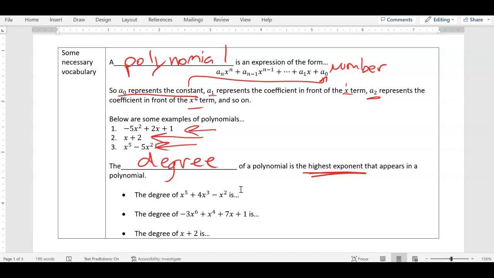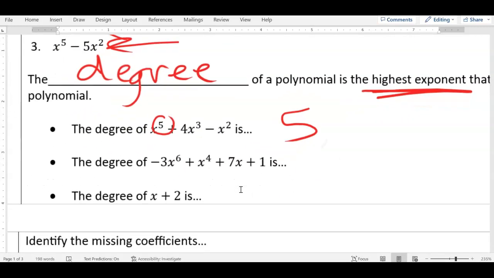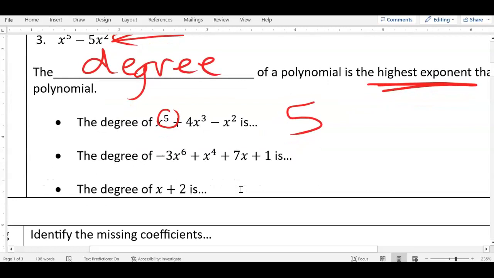Exponents are the little numbers up top. What's the biggest exponent you see here? What? 5. Yes. Okay. The highest exponent here is 5. Easy. Right? Okay, what about the next one? Who can tell me the next one?